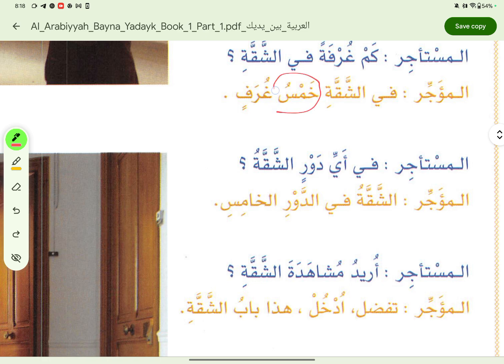Right? Notice the similarity between the word khamsu and the word al-khamis. Right? Al-khamis is the 5th, and you have alif lam there to say the. Khamis is 5th, the 5th. Al-khamis. Khamsu is 5. Al-khamis is the 5th.